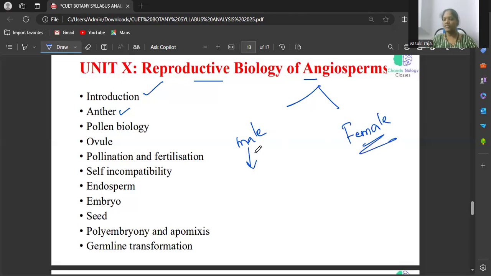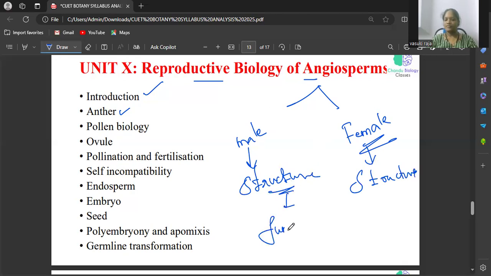Whenever we are studying, we can categorize the reproductive system into two: the male reproductive part and the female reproductive part. What are the structures present under the male reproductive part? In the same way, what are the structures present in the female reproductive part? And after studying the structure, what is their function? If we study all these things, that's all about the reproductive biology of angiosperms.